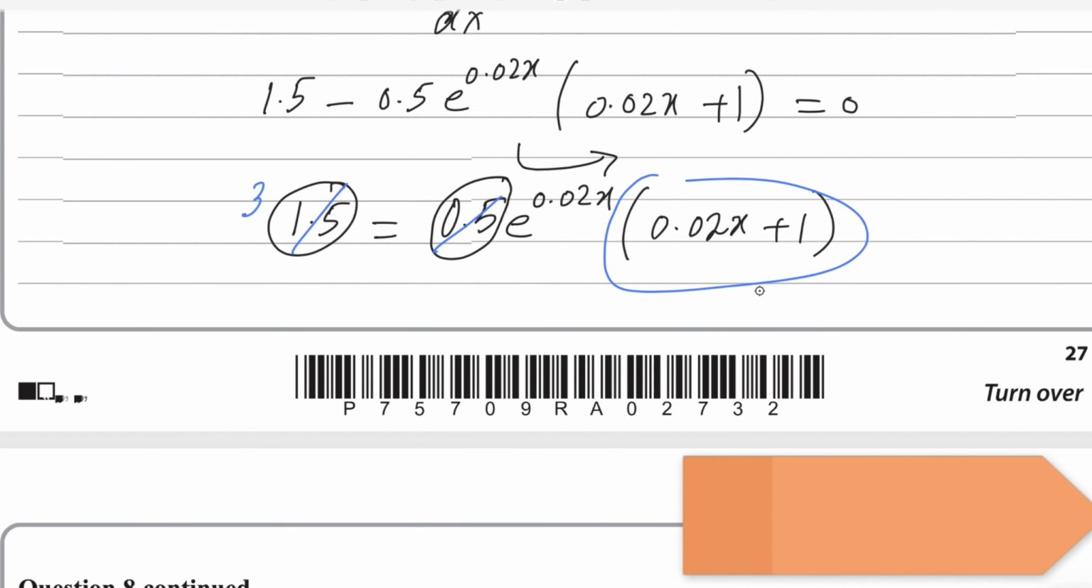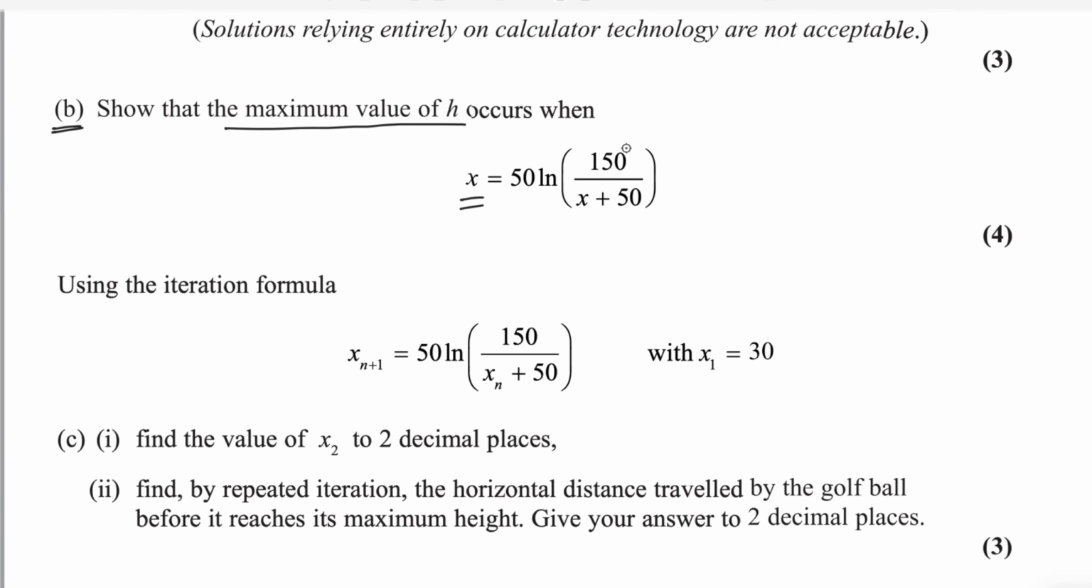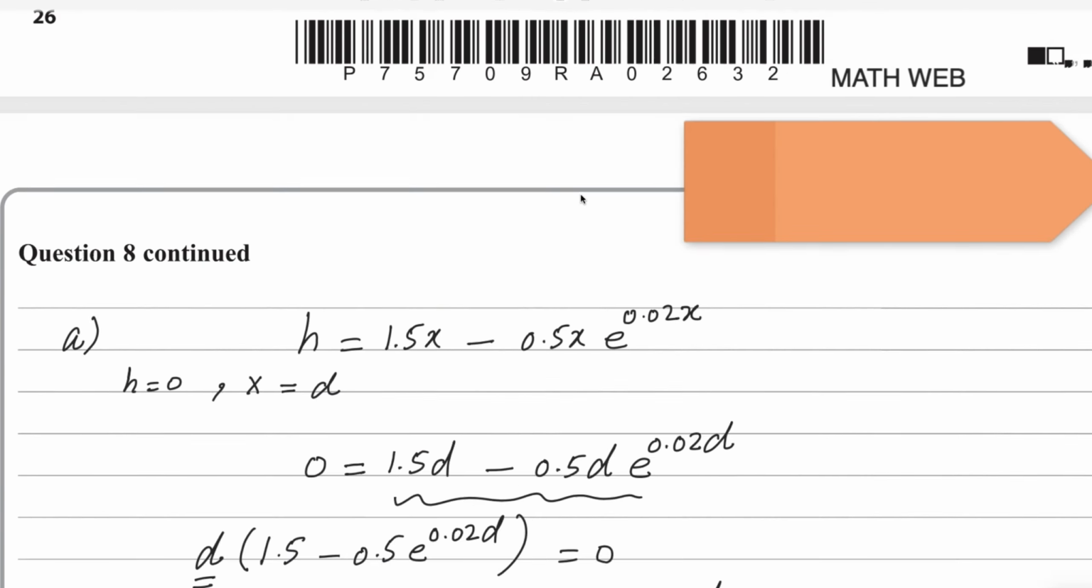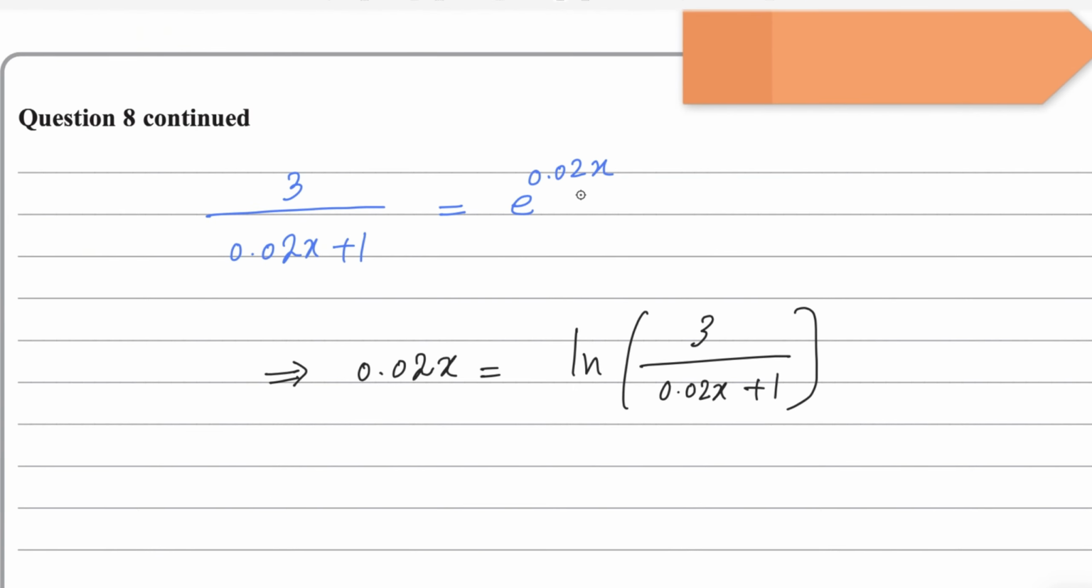Now let me go back to the question. We need to prove x equals, here should be 150 actually, and the coefficient of x is 1. So whenever you are going to prove something, you always look at what you are going to prove. We want 1 here, so we will keep this number outside of the bracket. You have to take 0.02 common from here. And on the other hand, you have to get the value of x, so this is multiplying here, so it will divide to the other side.